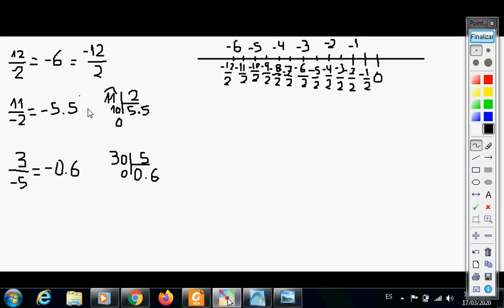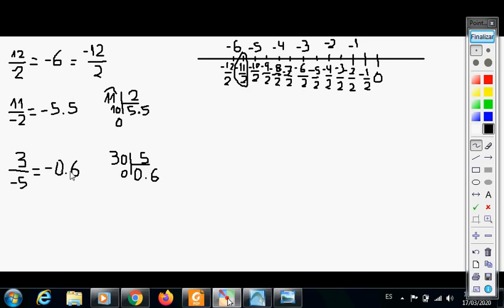Okay, now it's time to represent in the number line this number. Since it's negative, it's at the left of 0. So minus 11/2 is right here. Sorry. There it is, minus 11/2.